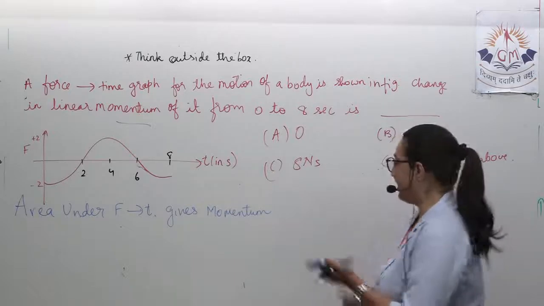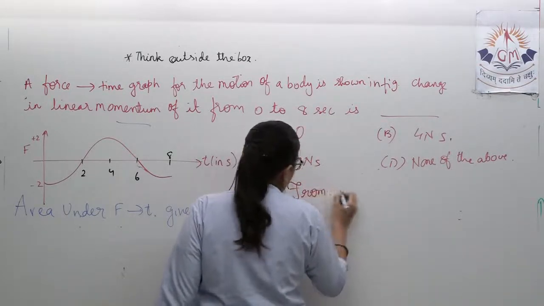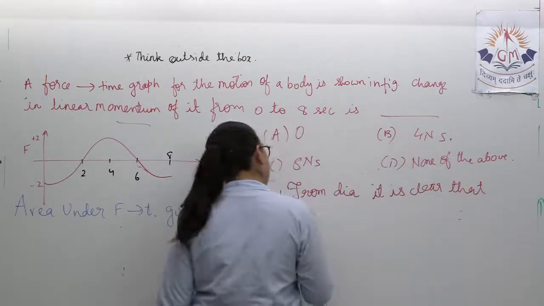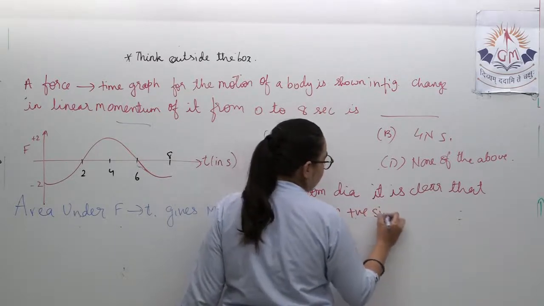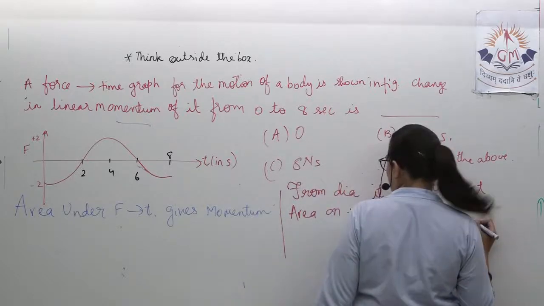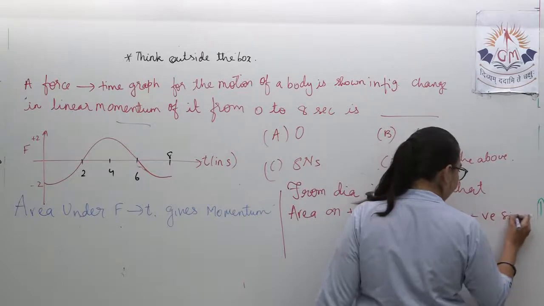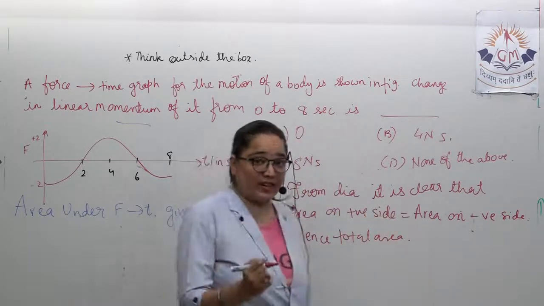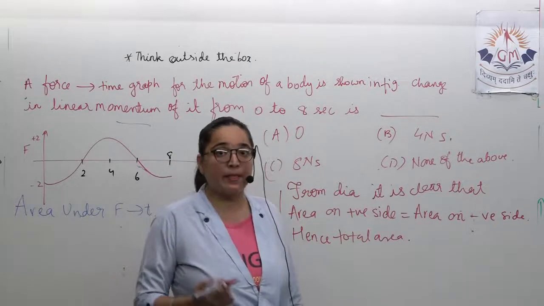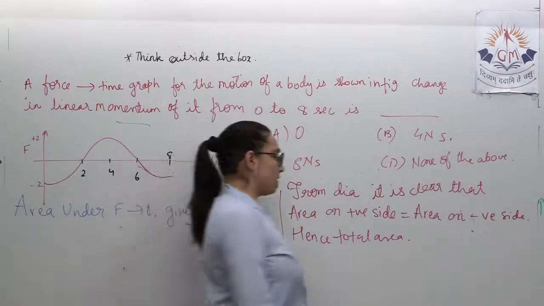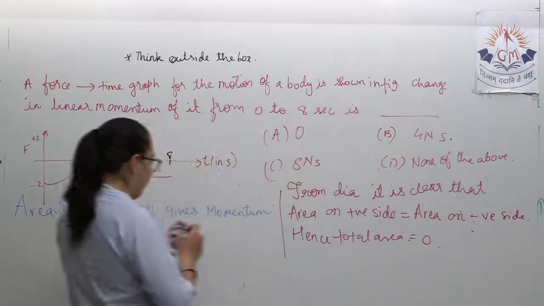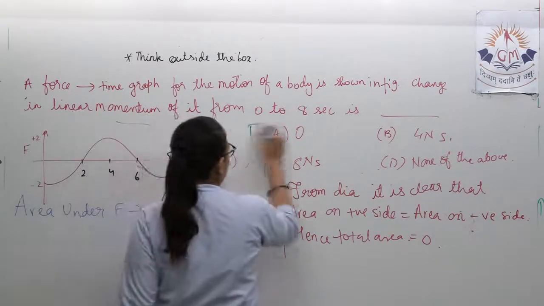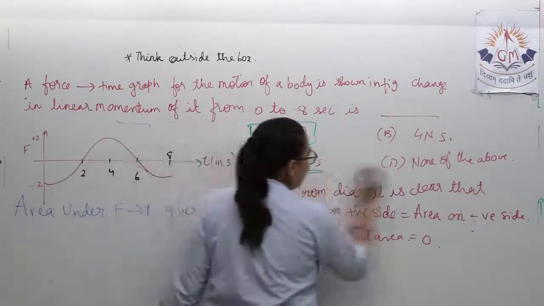From this diagram, it is clear that area on the positive side is equal to area on the negative side. Hence, total area: if you are adding two things which are the same in value but opposite in sign, plus 3 and minus 3, plus 4 minus 4, what will you get? You will get 0. Hence over here, because the total area under the force versus time graph is 0, the change in linear momentum will be 0.